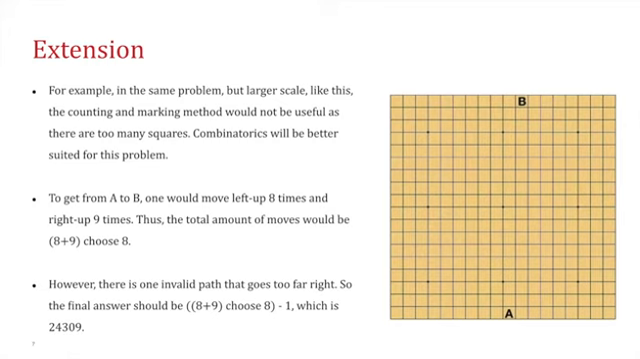However, there is one invalid path that goes too far right, since it only extends 7 spaces to the right. So we need to subtract that from the final answer. So the final answer should be 8 plus 9, choose 8, minus 1, which is 24,309.